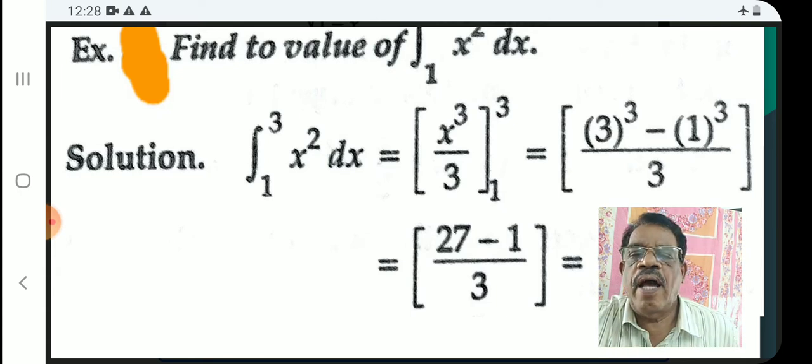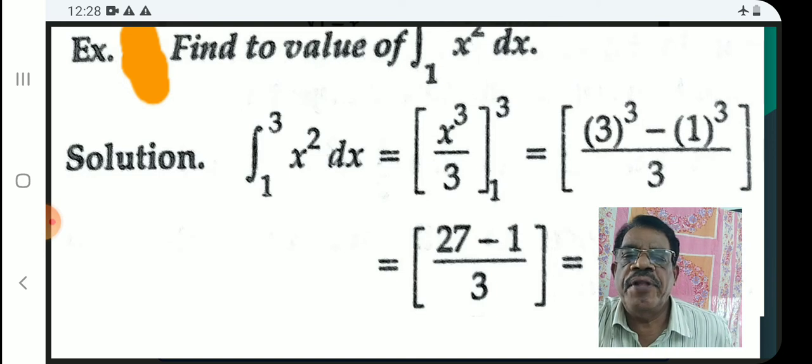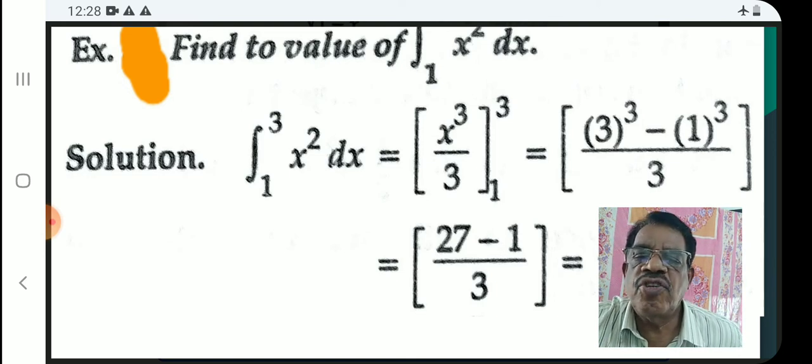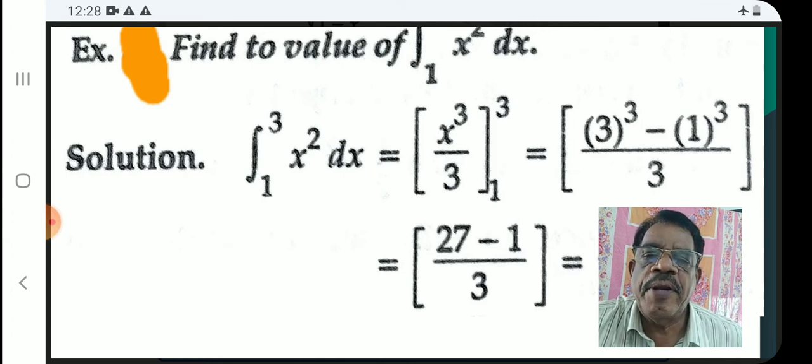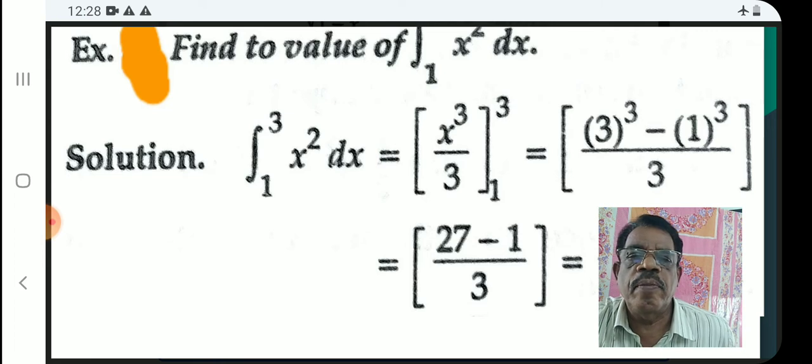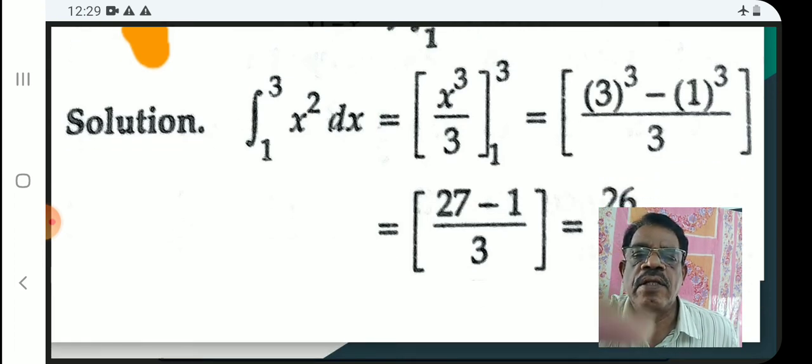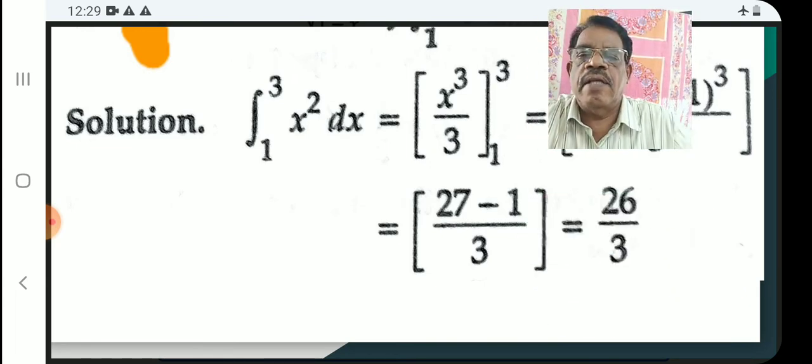That we write after putting a square bracket. And then we put the limit for them. Limit in the place of x. That is the top limit first and the bottom limit second after a minus sign. Therefore, 3 cubed minus 1 cubed by 3. That is 27 minus 1 by 3. That is equal to 26 by 3. That is the answer.